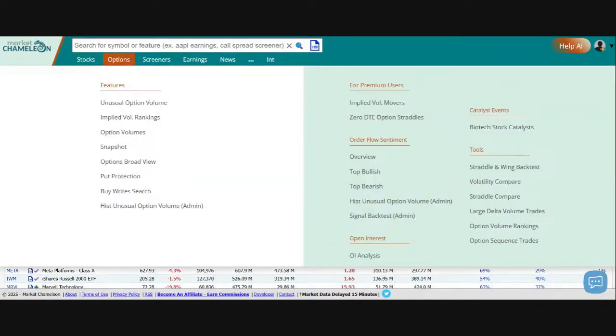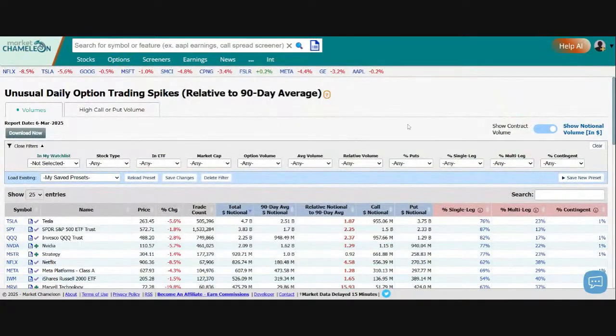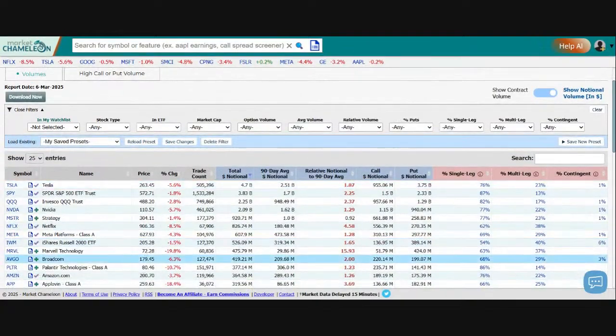Yeah. So on the main menu, up top under options, if you come down to options volume, this third item, if you click on it, you'll come up to this screen. And perfect. Yeah, so this is a screen just to help find, because it lists all the stocks that trade options.